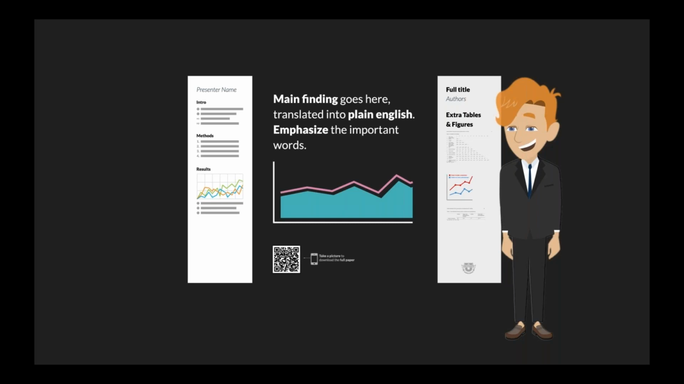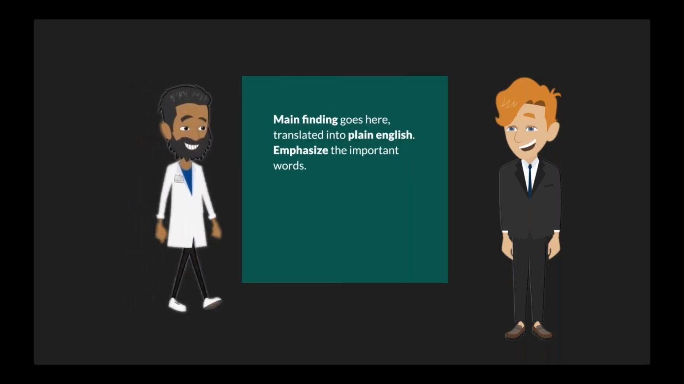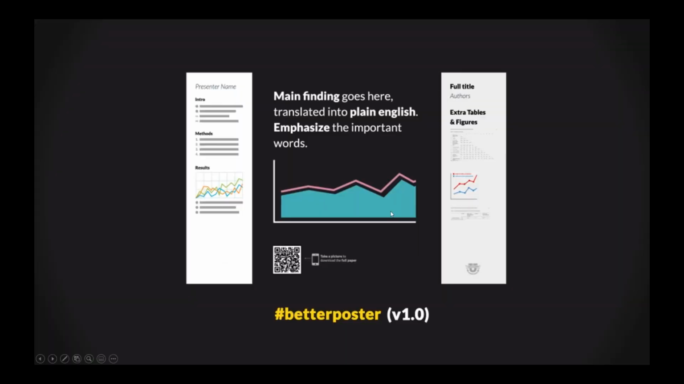They can just walk by and get 5 seconds worth of information. They can stop and skim for a minute, or they can stop and talk to you for 5 minutes. And if they want even more detail than that, they just scan the code, they get your whole paper, and they walk away and see other posters. So it really helps people choose their level of engagement. We called this the Better Poster, version 1.